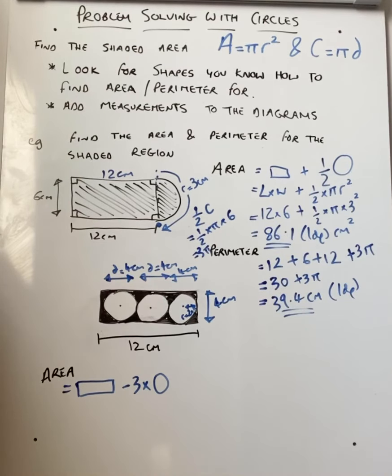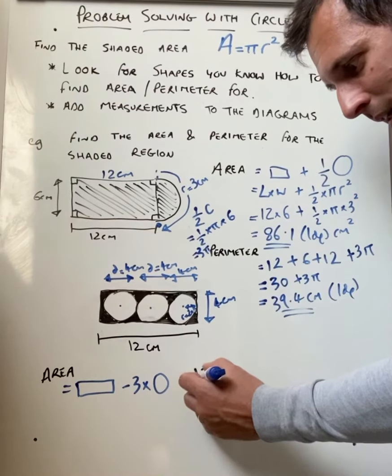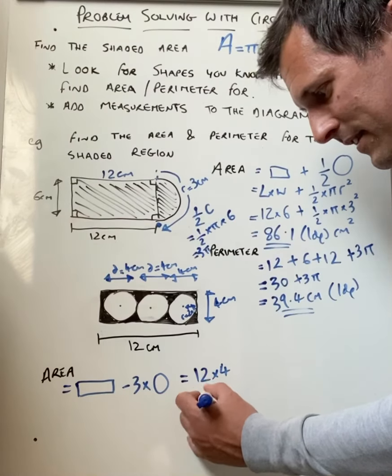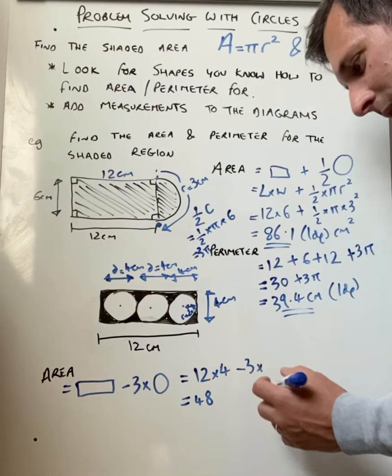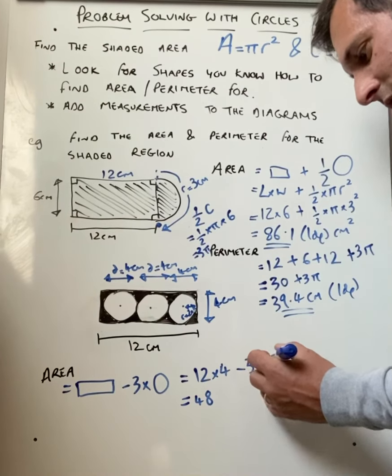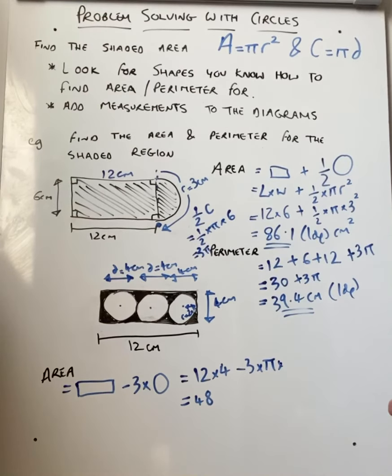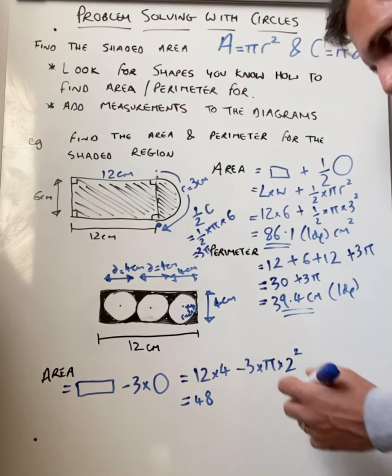So I think we've now got all of our key measurements on our diagram, which allow us to think about finishing this problem off. So let's think about how we find the area of the shapes that we've got. We've got 12 by 4, that's the area of the rectangle. And I believe that's 48. 12 times 4 is 48. And I've got to take away 3 times the area of a circle. So that's pi times our radius squared. And our radius squared, in this case, is 2 squared.